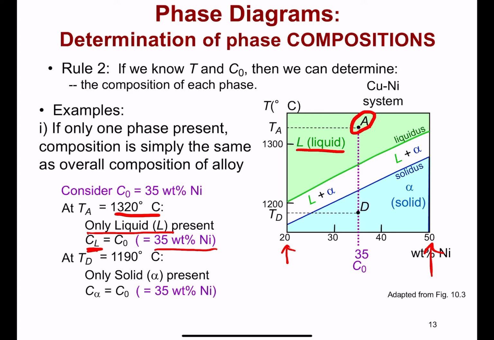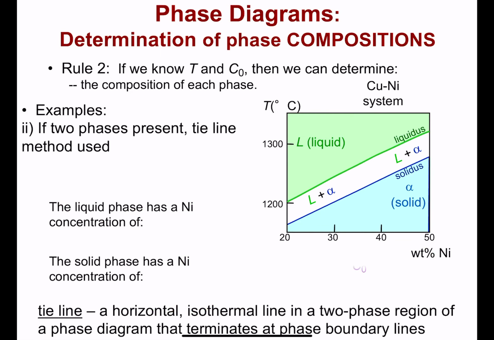Take another point here. Let's go down to the solid area, and consider point D. At point D, we also know that there is only one phase present. It is now a solid represented by alpha for the face-centered cubic option. The concentration of nickel in this solid, represented by the alpha symbol, is also 35 weight percent. So overall, the little regions of the solid in the bulk system would average to 35 weight percent nickel, because we're only one phase.